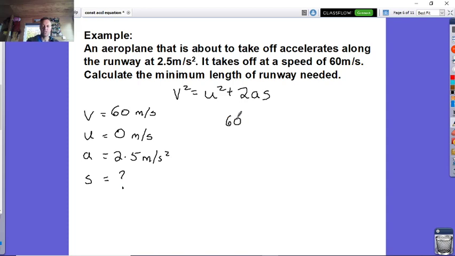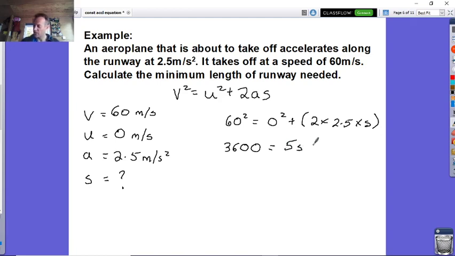You then do 60 squared. Final speed is going to be 0 squared. Then I normally bracket this. It's going to be 2 multiplied by the acceleration, 2.5, multiplied by s, which is the unknown. Now, we all know that 60 squared, 6 sixes are 36, then you put your 0 and another 0 on. It's going to be 3,600, isn't it? 2 times 2.5 is then going to be 5s.